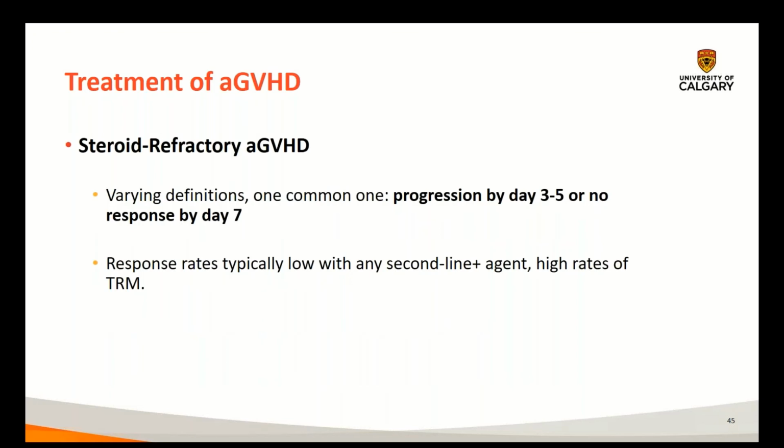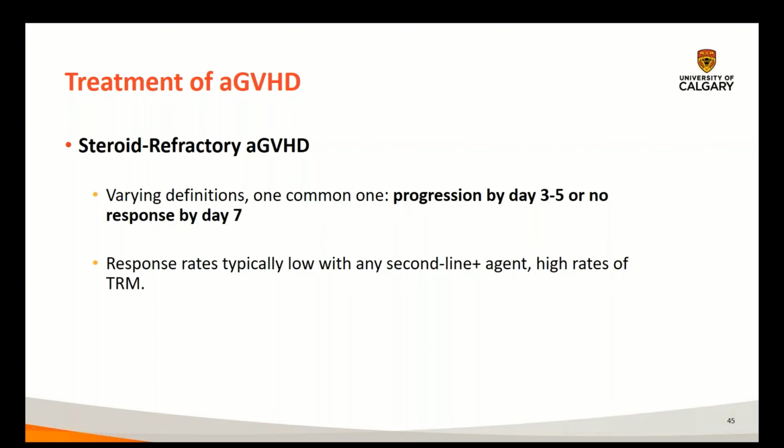So what that means is you will have patients who are refractory to initial treatment with steroids, otherwise known as steroid refractory acute graft versus host disease. There are varying definitions of what steroid refractory means, but one common definition would suggest that if patients are having progression of their acute graft versus host disease by day 3 to 5 of corticosteroid initiation, or no response by day 7, they would be considered steroid refractory. This really implies that these patients need to be monitored very carefully on a daily basis if possible to really evaluate the response early on to corticosteroids.